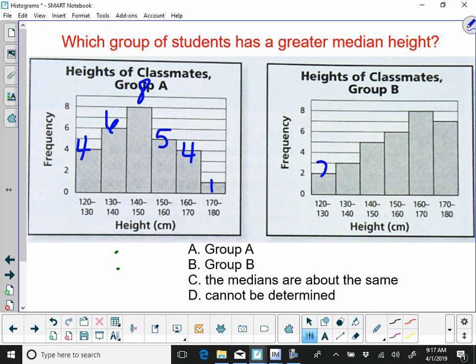Okay, let's do the same thing over here. It's going to be 2, 3, 5, 6, 8, and 7. Okay, so here's what I need you to do. I need you to add all those numbers up for me in both bar charts, in both histograms. Add all those numbers up for me.